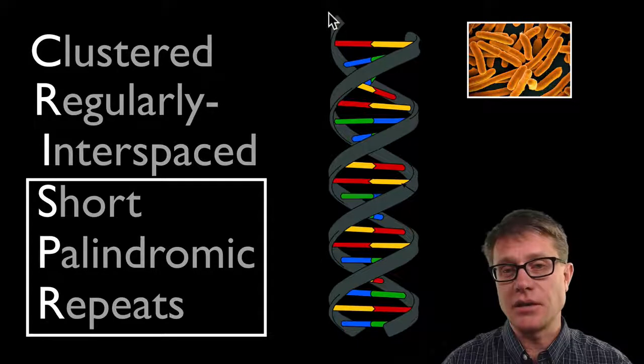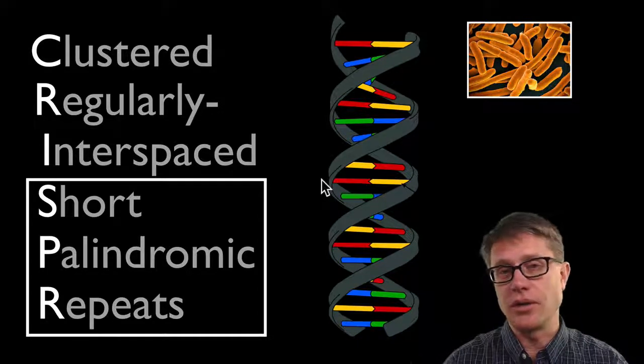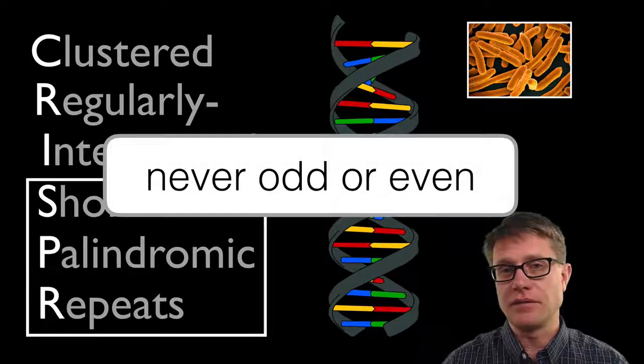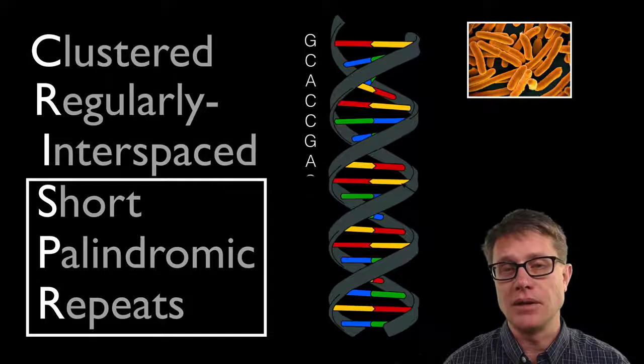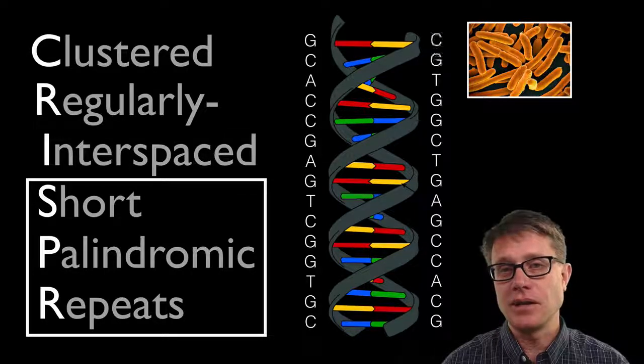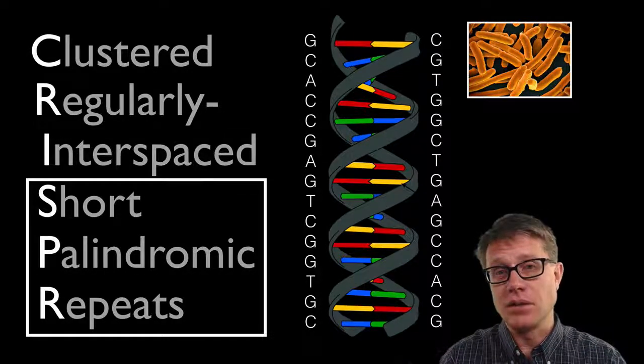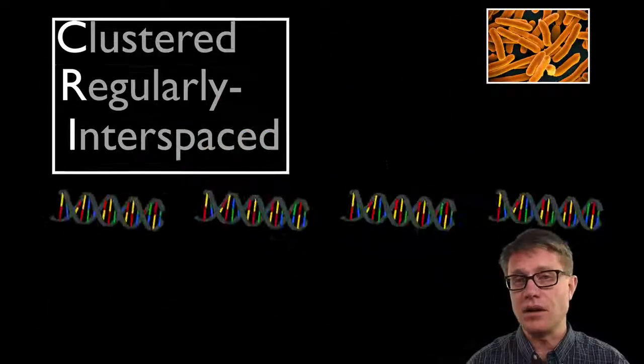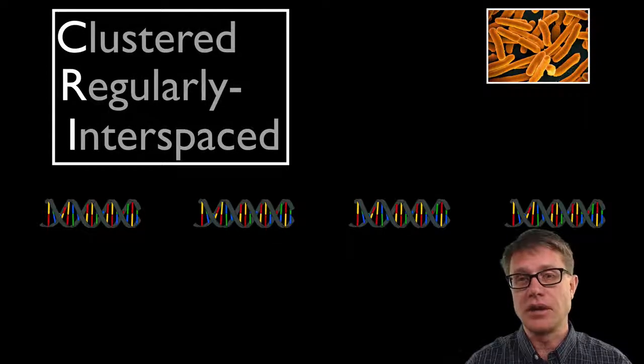These are going to be short segments of DNA, so 20 to 40 letters in length, and they're going to be palindromes. Remember, a palindrome is a sequence of letters that read the same left to right, like never, odd, or even. The reason why is that when you transcribe that DNA, you make RNA that forms these little hairpin turns. So we've got the repeats. Those are all identical, one after another, after another, after another, but they're interspaced.